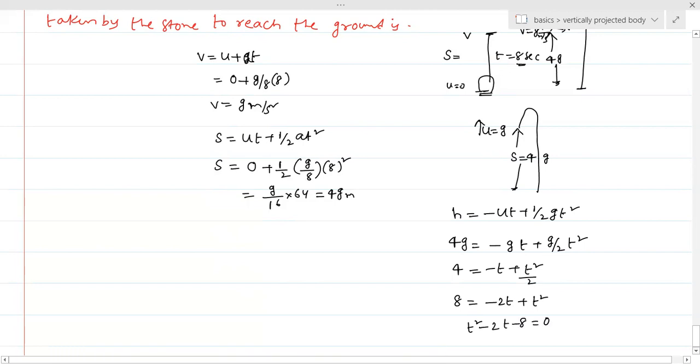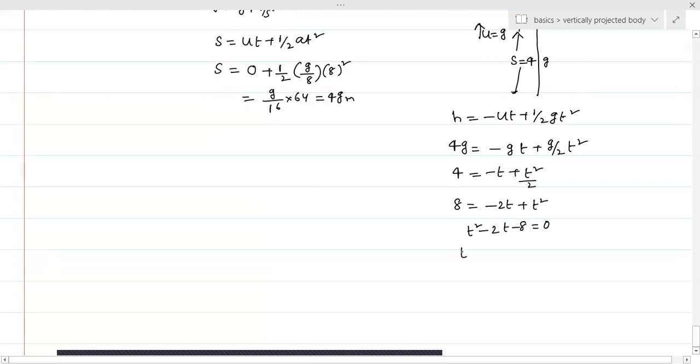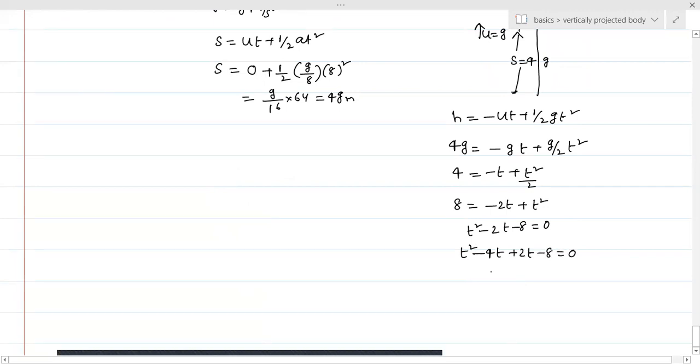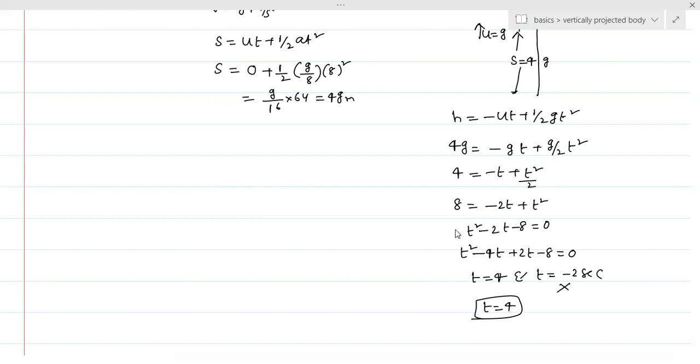So we can factorize this. AC is equivalent to 8. So t square minus 4t plus 2t minus 8 is equivalent to 0. By solving this, we will get t equivalent to 4 and t equivalent to minus 2 seconds. Actually, this is not possible. So therefore, our option is t equivalent to 4 seconds.